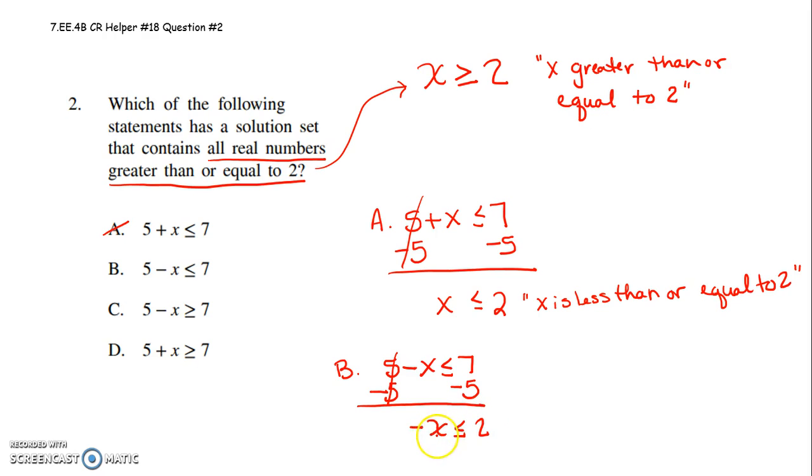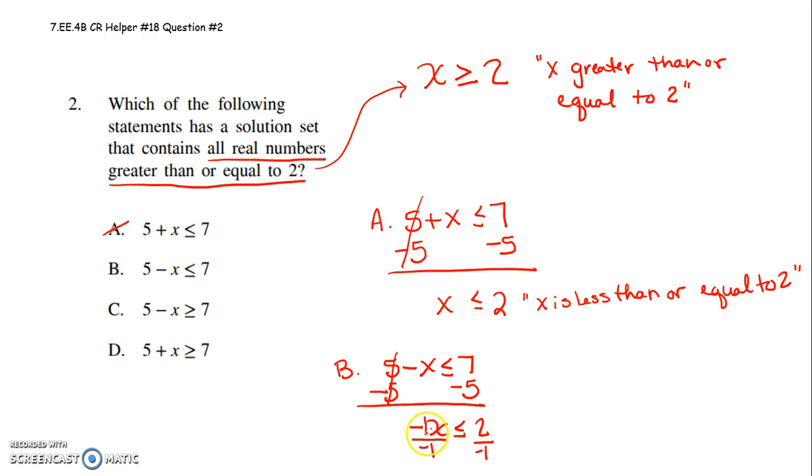So on the left-hand side, I have negative x is less than or equal to 7 minus 5 is 2. So if we have negative x, what's really the number in front of that x? Oh, that means negative 1x. What's the operation between the negative 1 and the x? The operation in between is multiplication. How do I undo multiplication? Division. So I'm going to divide the left-hand side by negative 1. So I have to go to the right-hand side of that inequality symbol and divide that by negative 1.